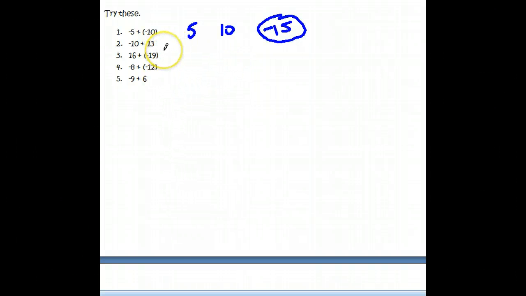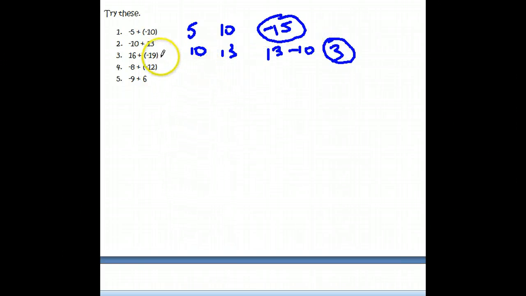All right, second one. I'm adding a positive and a negative. This is the third example. So I'm going to take the absolute value of both numbers. The absolute value of negative 10 is 10. Absolute value of 13 is 13. I'm going to do the subtraction now, the smaller from the larger. So 13 minus 10, and that's 3. And then I look back. What's bigger, 13 or 10? 13 is bigger and it was positive, so the answer is positive.